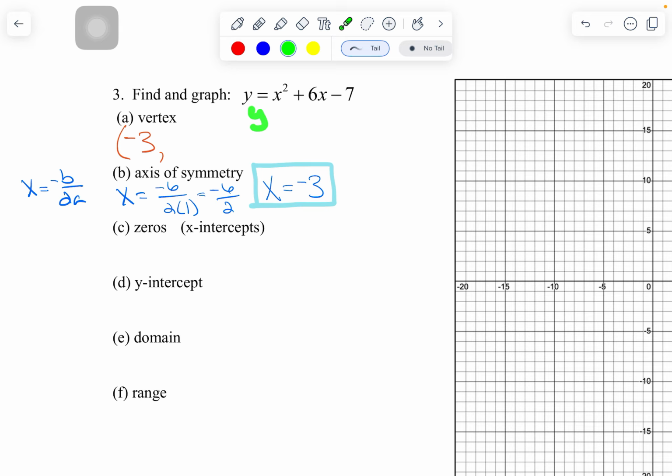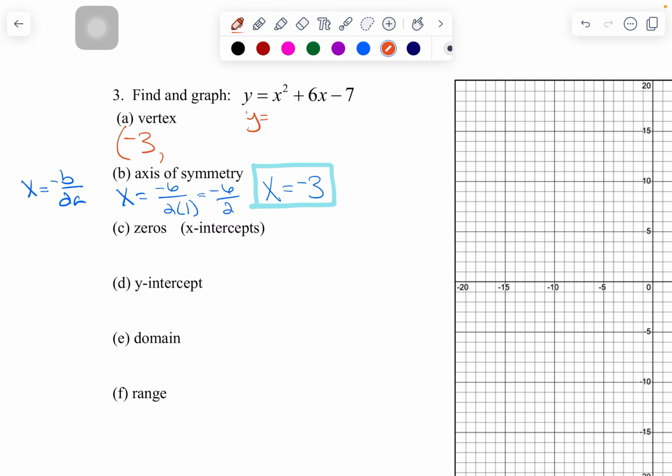Well, let's do a little evaluating. Right with a pen. So everywhere there's an x, I'm going to replace it with a negative 3. And the rest of the problem, I'm just transcribing exactly as it's written. So y equals negative 3 squared, which is 9, 6 times negative 3 is negative 18, and then minus 7.